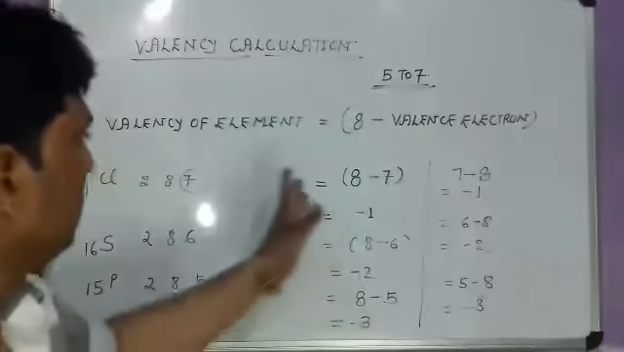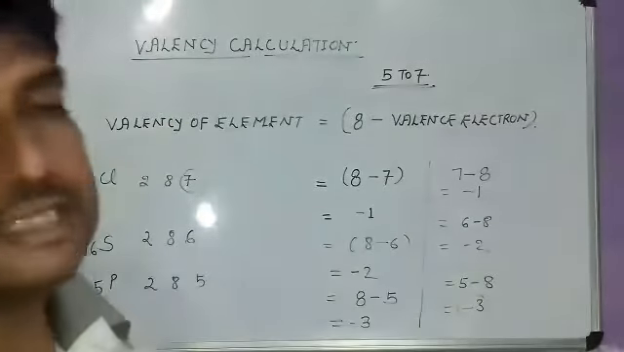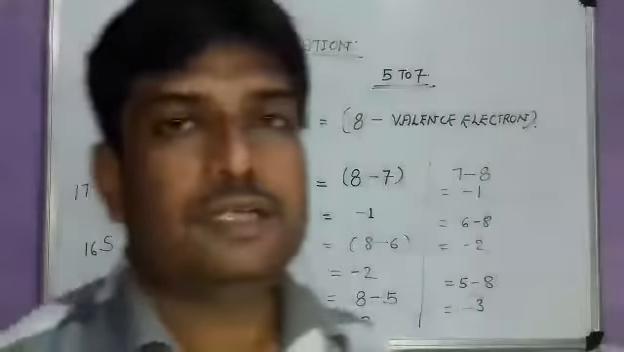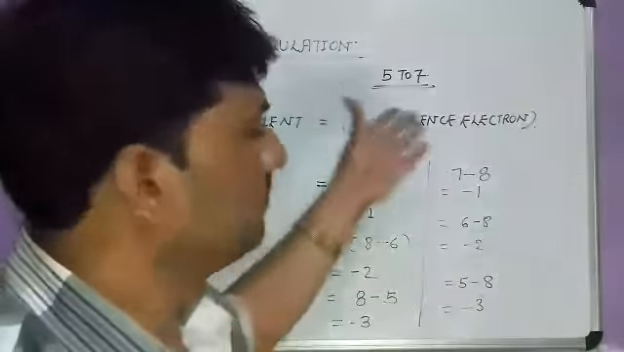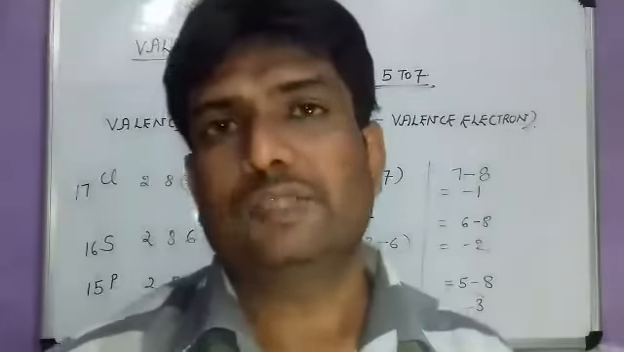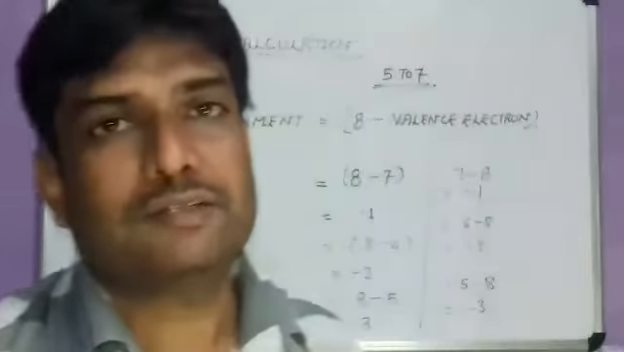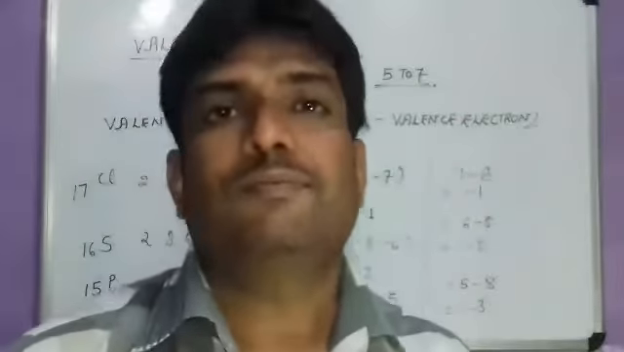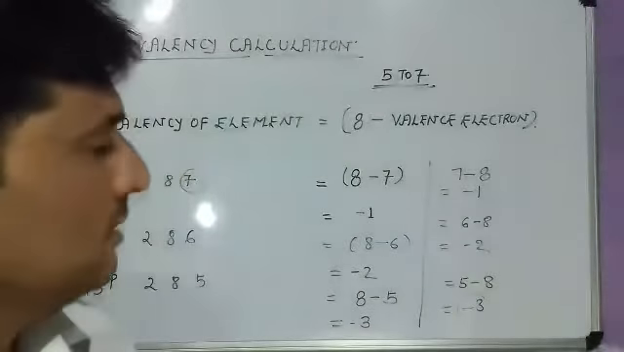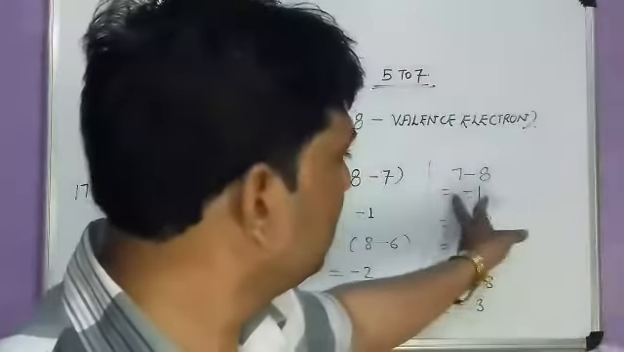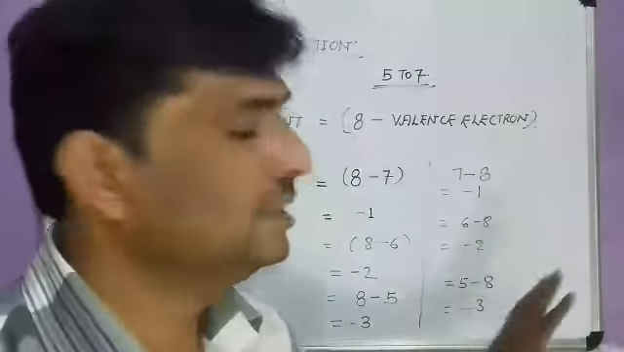Because all these valencies are negative, but here it is not clear whether the valency is negative or positive. But I am saying, sorry, that those elements which have 5 or 6 or 7 electrons in the outermost orbital have a valency in negative form. So this is minus 1, minus 2 and minus 3, and the simple method is 7 minus 8, so it is minus 1, 6 minus 8 it is minus 2, and 5 minus 8 it is minus 3.